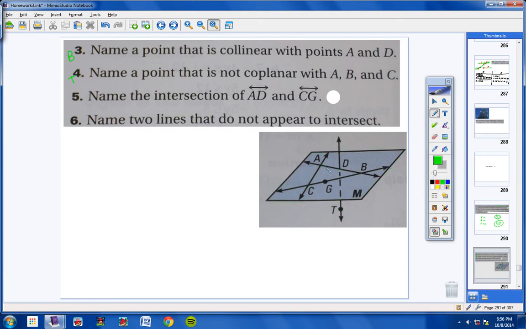All right, well, here's AD right here. There we go. And CG. Here's CG right here. Here's C and G. So line CG is right here. So it looks like they intersect right here. What point is that? Well, that's point B. Point B. Okay? And then name 2 lines that do not appear to intersect.